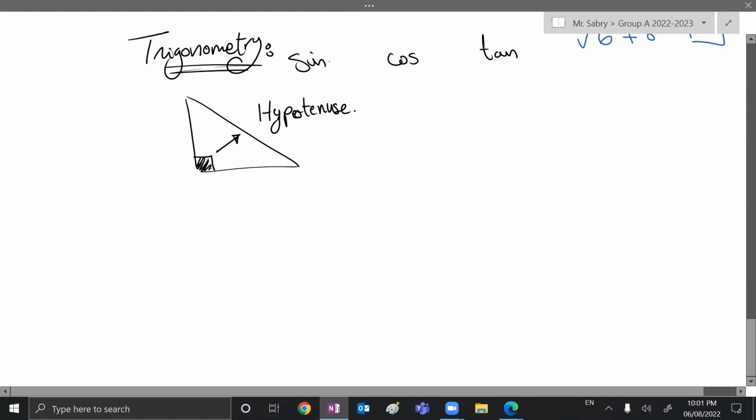There is no such thing as sine by itself. It has to be sine something, sine an angle, cosine an angle, tan an angle. This symbol here represents an angle, no matter what angle we're talking about. So mainly what you need to memorize is that sine of any angle is supposed to be equal to the opposite over the hypotenuse.